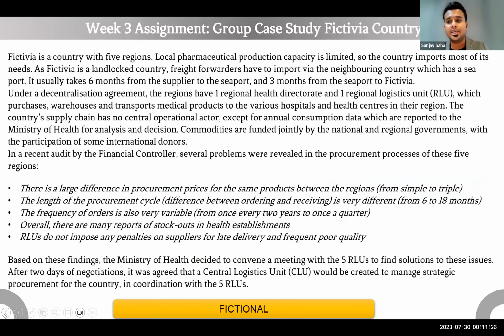Since we spent about half an hour initially to discuss the week 2 assignment, we are about half an hour behind now in finishing this week's assignment.